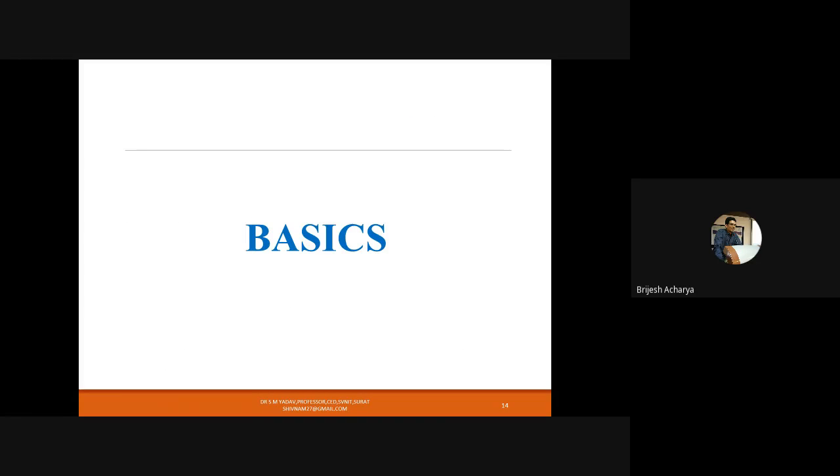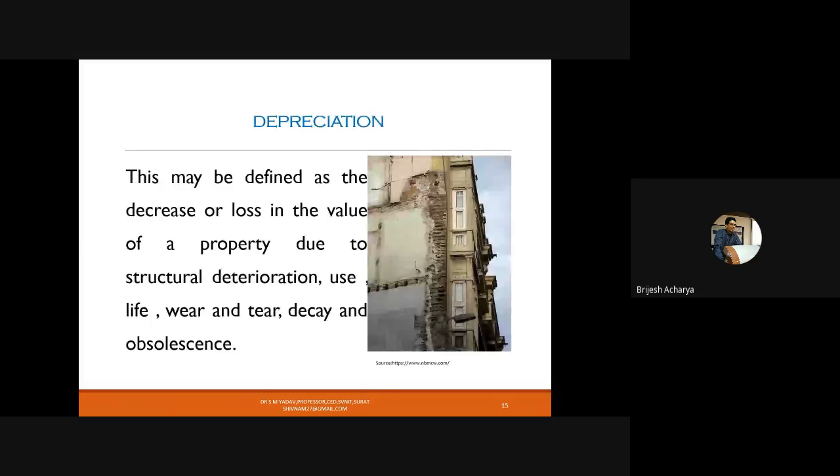Now before we start understanding the various methods of valuation, one needs to know certain basic things about valuation. What are these basic things? Number one, depreciation. So what is depreciation? This may be defined as a decrease or loss in the value of a property due to structural deterioration, use, its age, wear and tear, decay, and obsolescence. So due to these reasons, the value of property decreases.